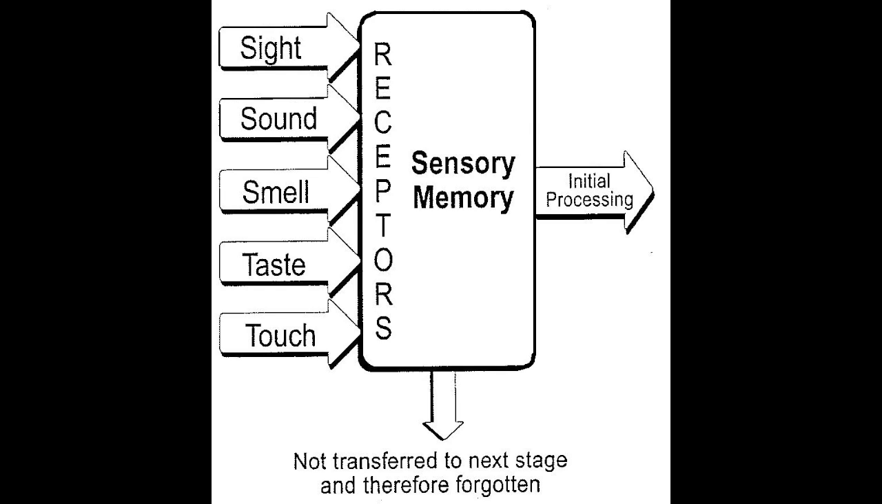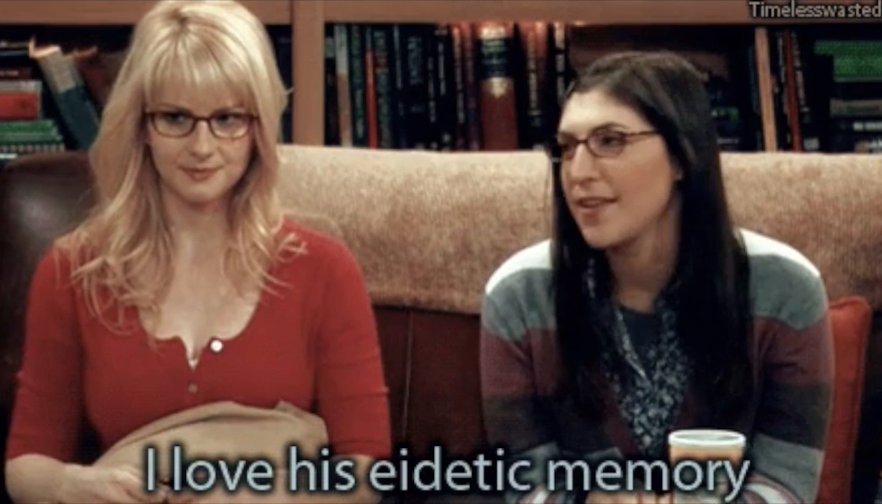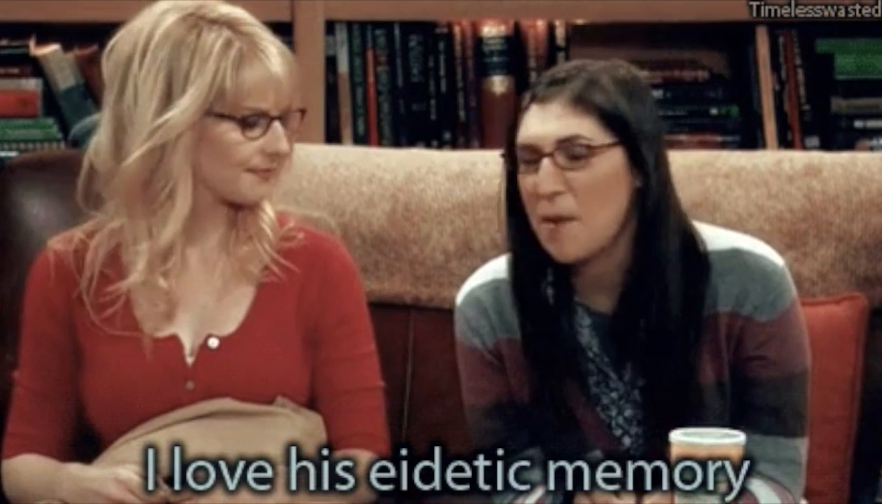So iconic memory is memory for your visual senses, so visual sensory memory. And this memory lasts up to 1 second. However, there are some people that can store iconic memory longer, and those people often are referred to as having a photographic memory, or technically what's called an eidetic memory.